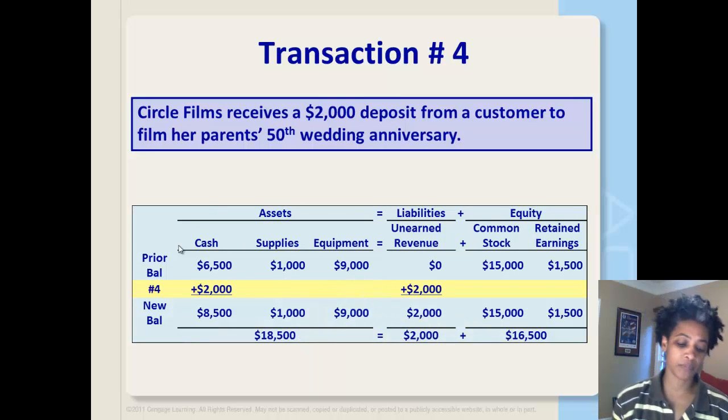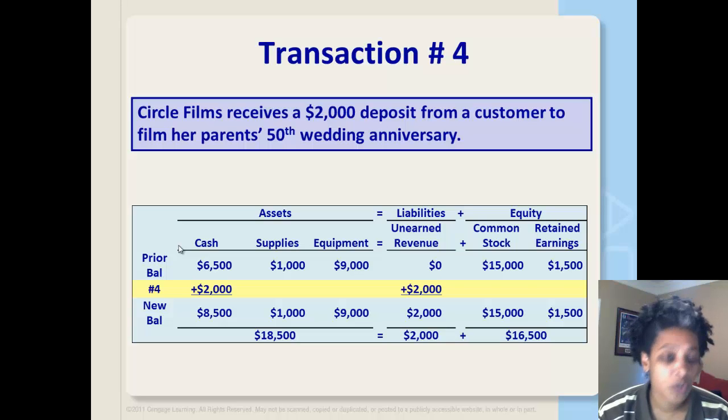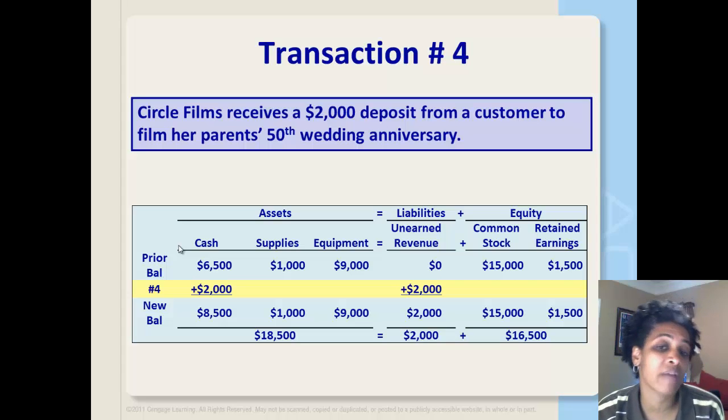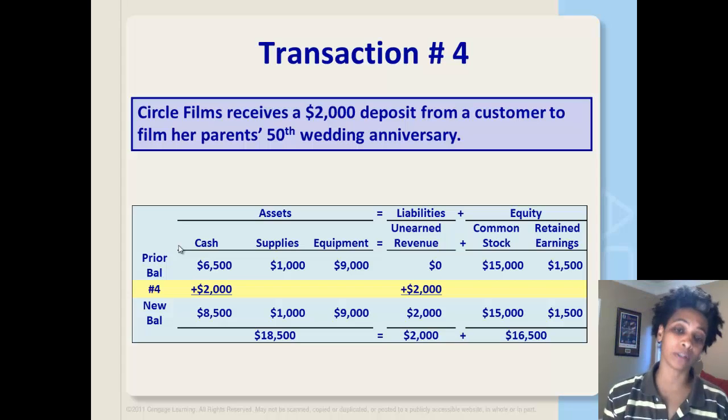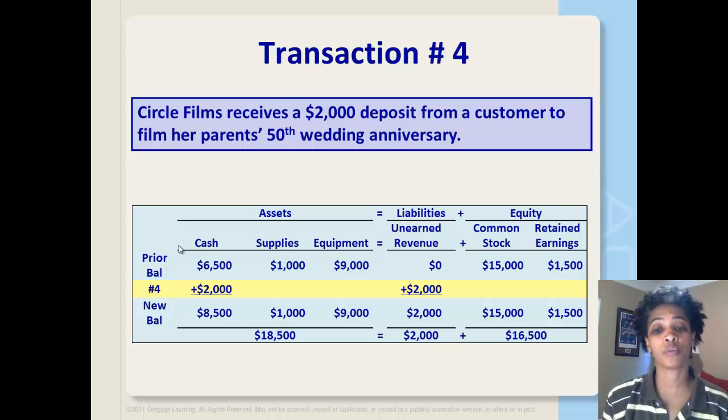Let's look at another example. In transaction number 4, Circle Films is again receiving cash from a customer, so assets are increasing again. They're getting a $2,000 deposit. But it's a deposit, so that means they haven't provided the service. So they have an obligation. It's not revenue yet. They've got an obligation to the customer, so that results in a liability. So now we have liabilities increasing by that $2,000 deposit amount. But liabilities are still on the right-hand side, so this is similar to the other transaction. It's just that we're increasing liabilities and not equity.